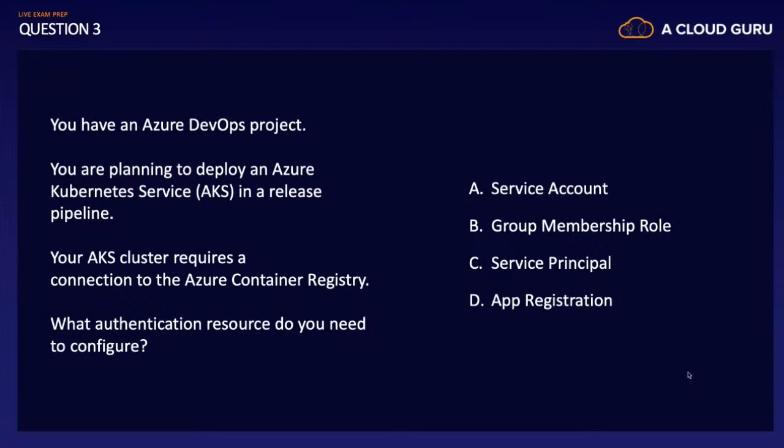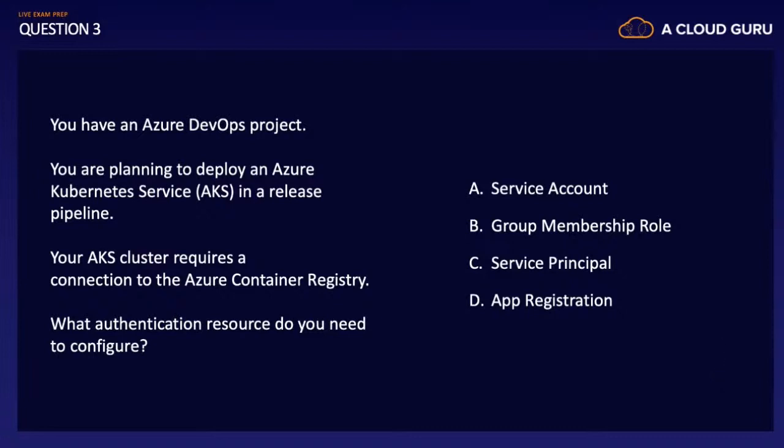First of all, our question is, we have an Azure DevOps project. In this project, we are going to deploy an Azure Kubernetes Service in a release pipeline. Our Kubernetes service cluster, one Azure service, needs to securely connect to another Azure service, Azure Container Registry. Based on that, what authentication resource do we need to configure?